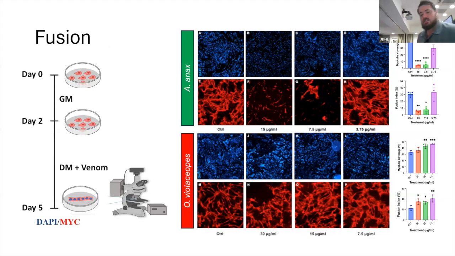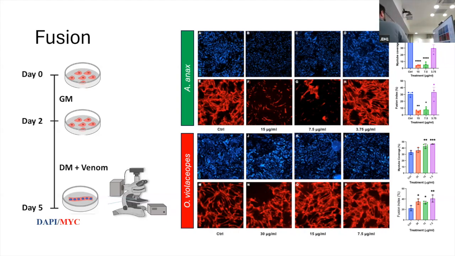Following MTS, we wanted to do a fusion analysis. Shakti mentioned this briefly yesterday, but essentially we grow the myoblasts and then we differentiate them in a differentiation media, causing them to form myotubes. And then we look at how the coverage area is affected by the venoms, so therefore the viability and its ability to actually fuse together.